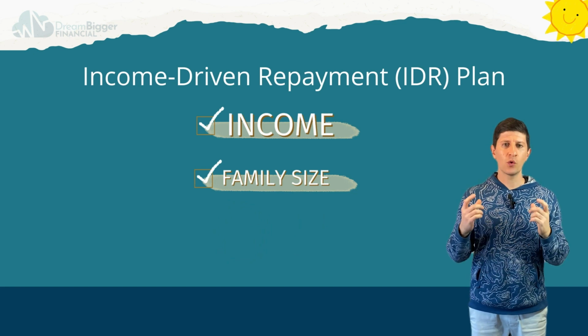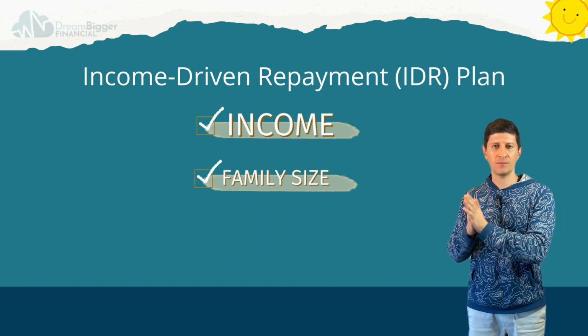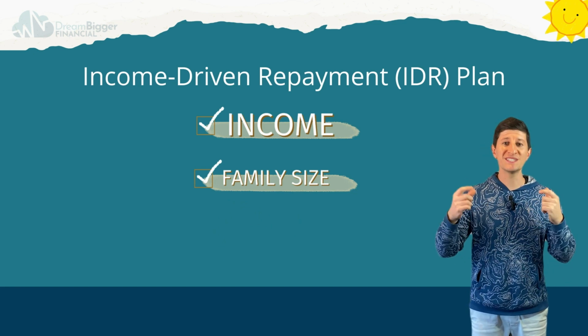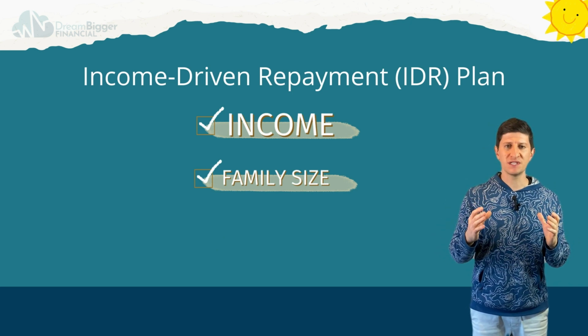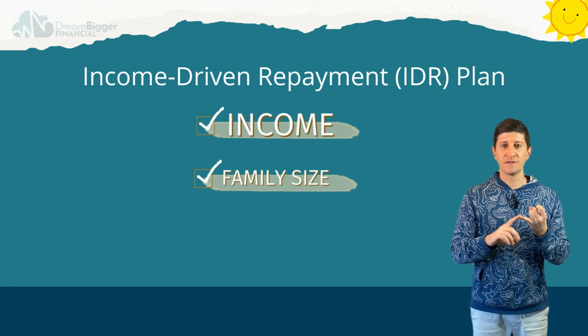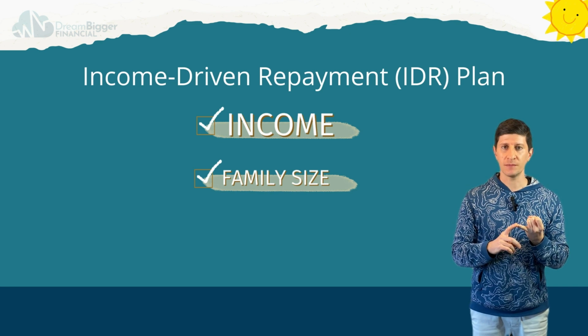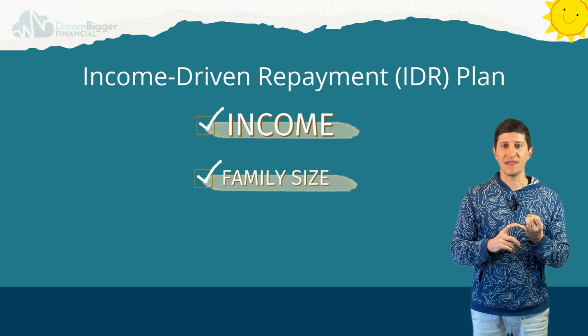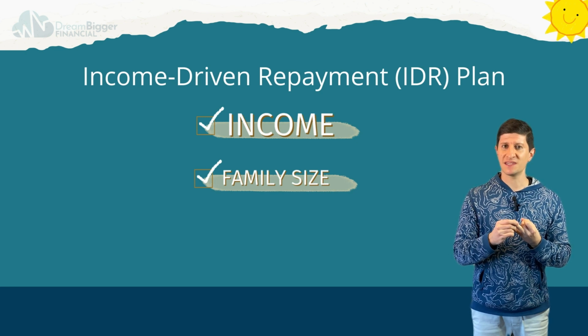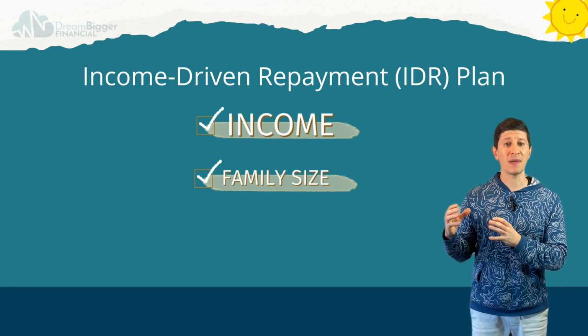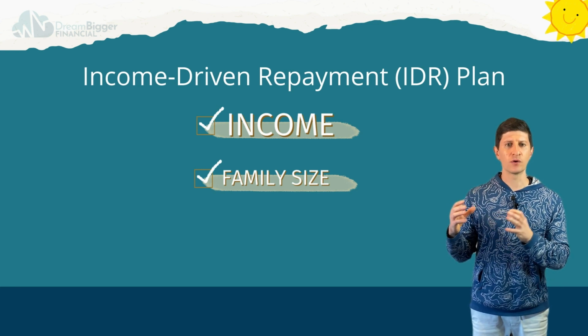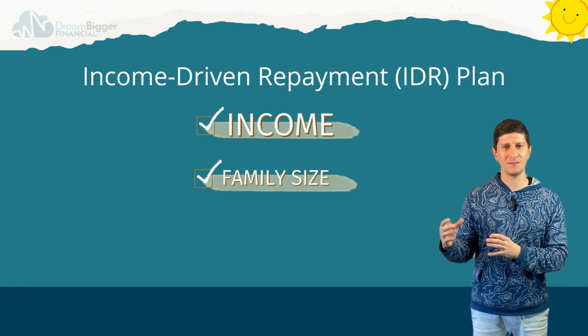So one of the requirements under an income-driven repayment plan is you have to recertify your income every year. And by doing so, you're proving two things. The first, what is your income right now? And then number two is, has anything changed in your family? And those two factors are what are used to calculate the payment side for an income-driven repayment plan.